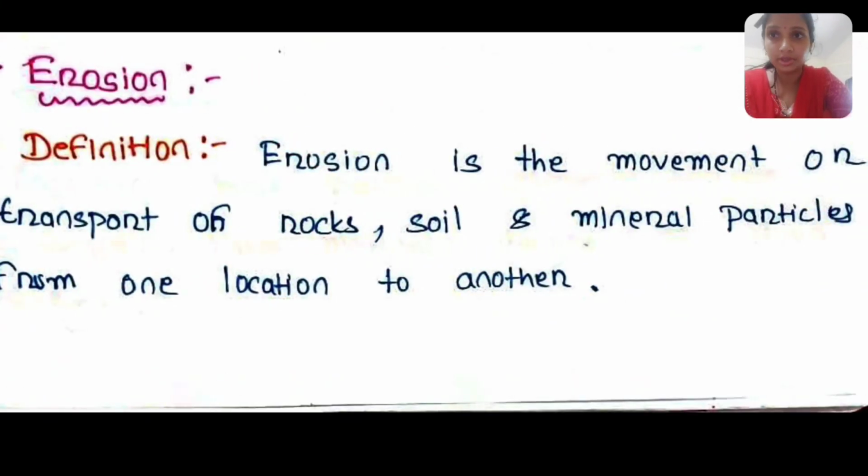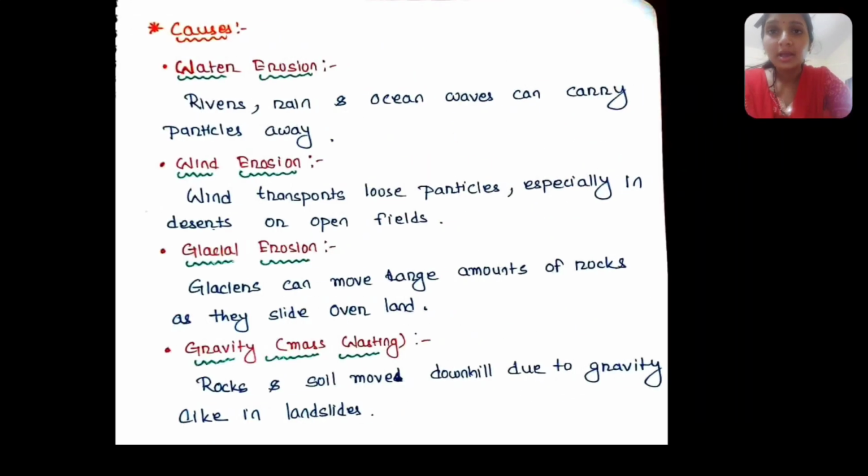Then what is erosion? Erosion is the movement or transport of rock, soil, or mineral particles from one location to another location. While weathering was the breaking down process, erosion is the transport of the rocks, minerals, or soils. And the causes of erosion can vary. Erosion can take place by water, by wind, by glaciers, or by gravity.